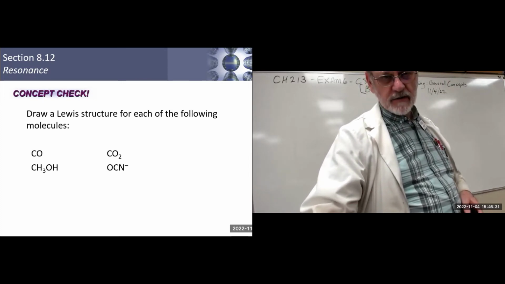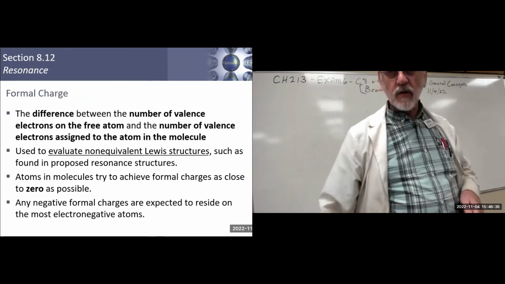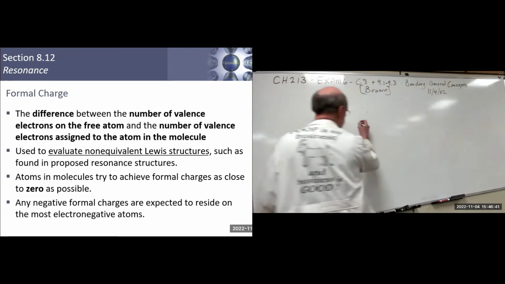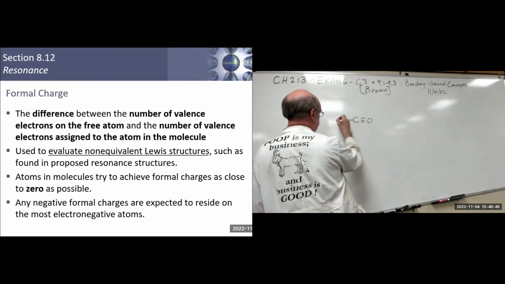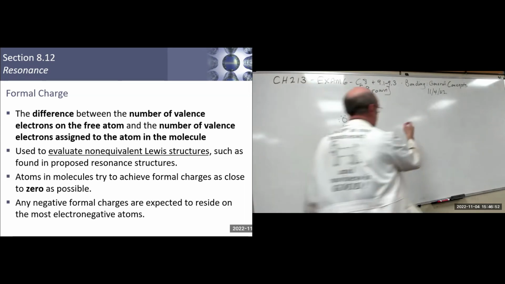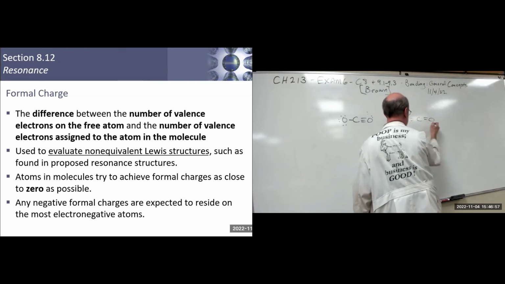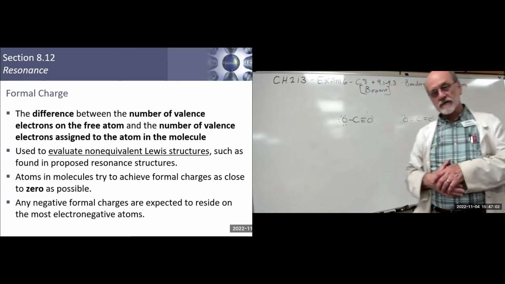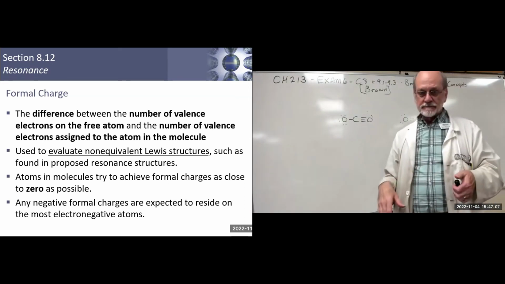All right, let's see. We could draw these, but I'm not going to. I want to go on to formal charge. Remember when we had this possibility, like that? Or this one. How do you tell the difference? Because on the surface, they look like they're both valid Lewis dot structures.